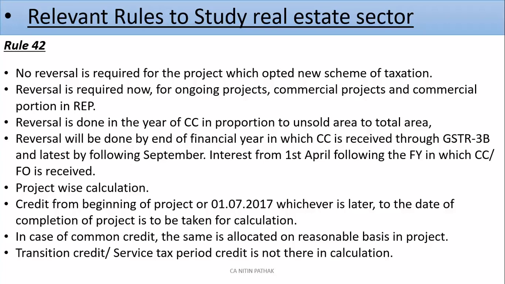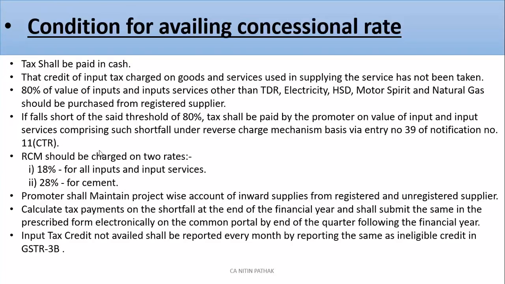Project-wise calculation needs to be made. Credit from the beginning of the project or 1/7/2017, whichever is later. In case of common credit, the same is allocated. If there are 3-4 projects, it would be divided on a proportional basis. Transition credit period is not there in the calculation. I am going to talk about this again in another slide also to make it more clear.